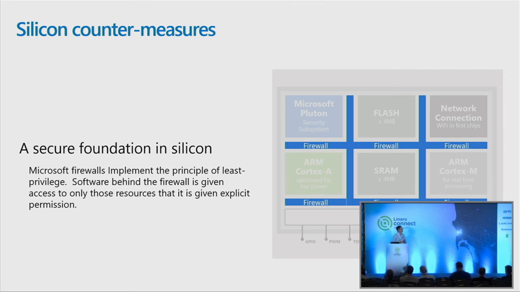So, mention the word firewall here. It's a little bit of a misnomer. When we talk about firewalls internally, we really talk about something called a core mapper. So we implement all across our silicon the principle of least privilege. It's always deny by default. This isn't always true in silicon architectures.